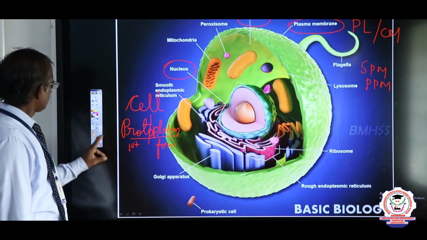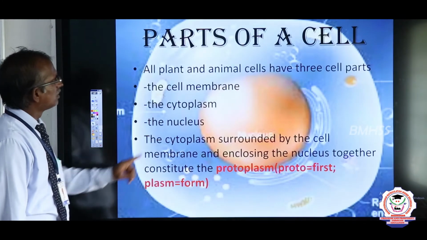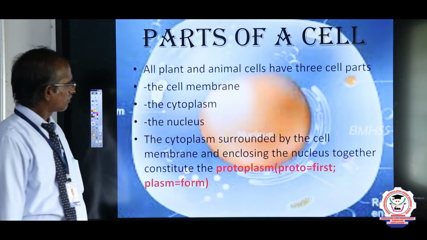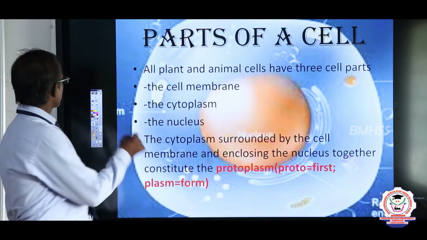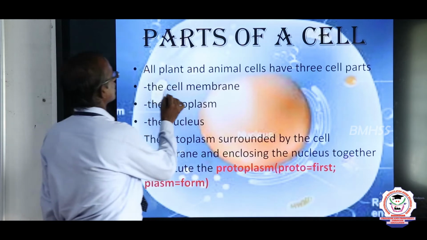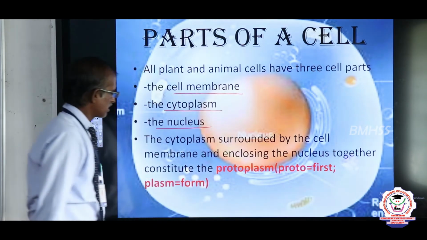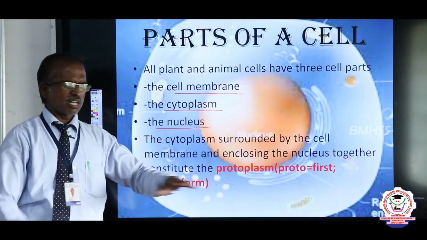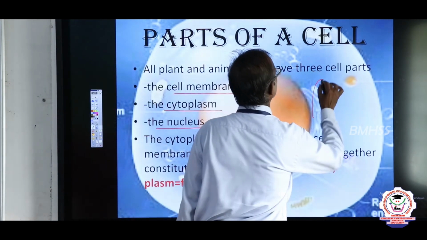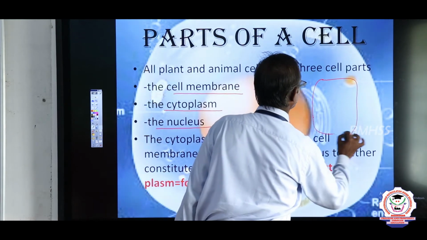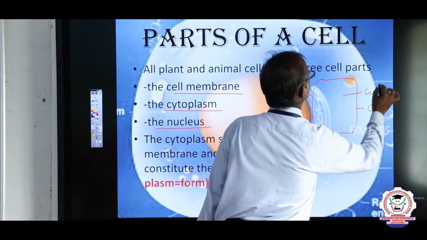Next, the parts of a cell. The animal cell or plant cell has three important structures, namely cell membrane, cytoplasm and nucleus. The cytoplasm surrounds the nucleus. Now we take any cell. This is the cell membrane, this is the cytoplasm.